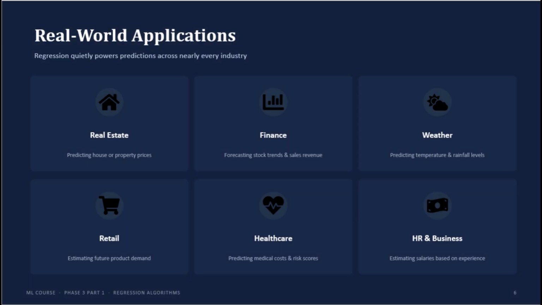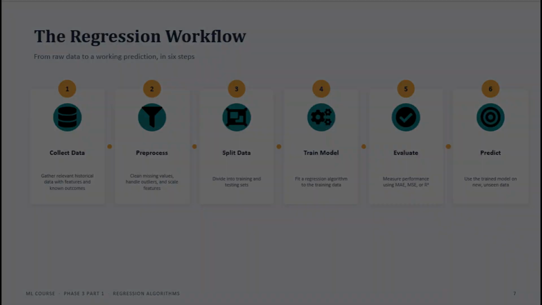Regression is used almost everywhere in the real world. In real estate, it's used to predict house prices. In finance, it helps forecast sales, revenue, and even stock prices. In weather forecasting, regression predicts temperature and rainfall. Retail companies use it to estimate future product demand and inventory requirements. In healthcare, it can predict medical expenses and patient risk scores. Even in human resources, regression is used to estimate salaries based on experience, education, and skills. These examples show why regression is one of the most widely used techniques in machine learning.